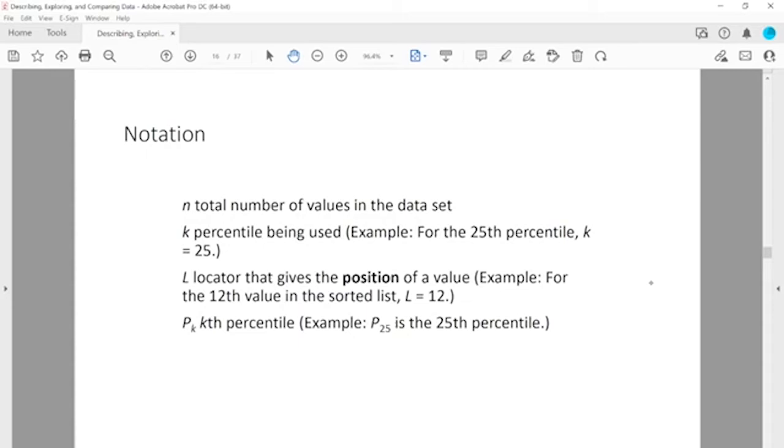The notation we have to keep in mind in this case is: n is the total number of values, and k is the percentile being used. For example, for the 25th percentile, k is 25. L is the locator that gives the position of the value. We are planning to find the value of Pk, meaning the percentile, like P1 or P2 or P50. To find this, first of all we need to find the locator L, and these are the notations we are going to use. n stands for the total number of data and k stands for the percentage being used.